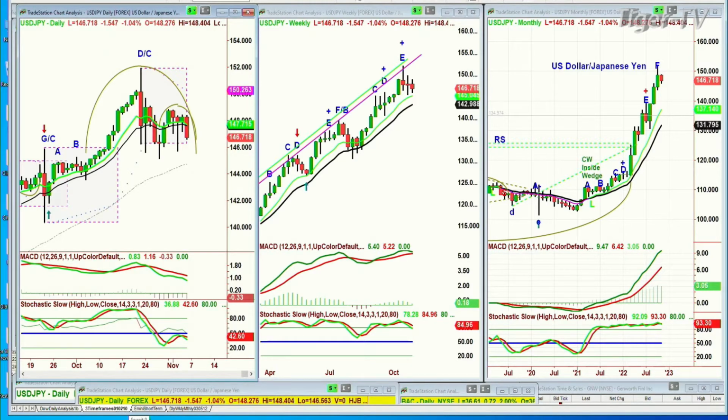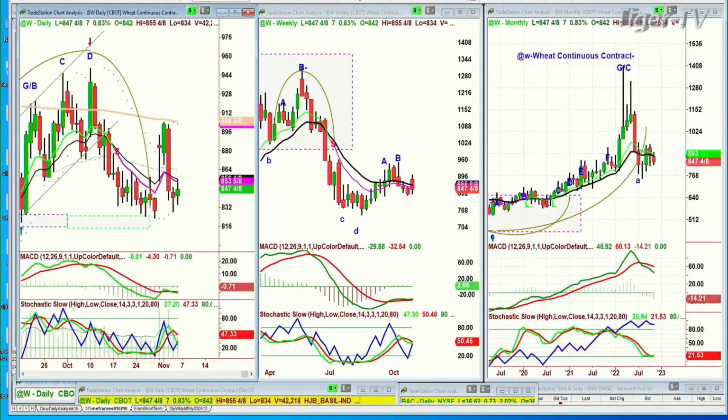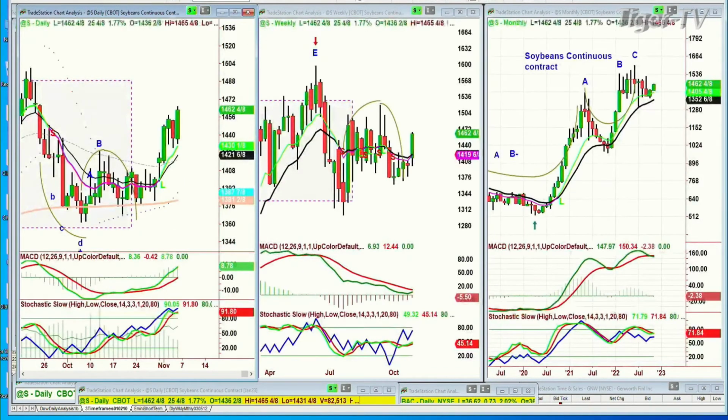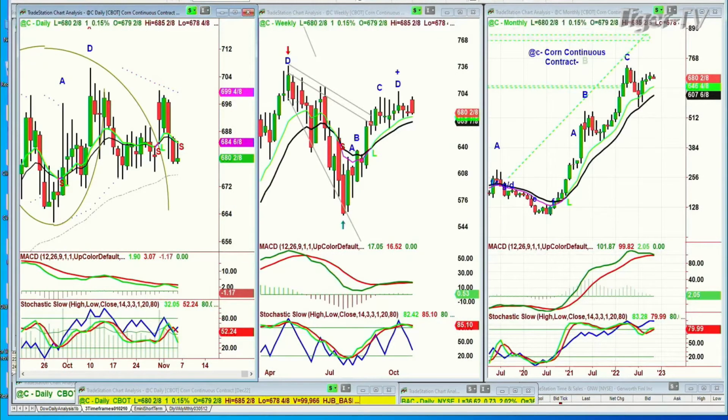But will it also help the commodities? We are long the DBA for quite some time now. The DBA was acting quite poorly. This is the Agriculture Fund. But if you look at some of the grains, like wheat, had a big move up, pulls back. If you look at soybean, it's running very strongly. Looking at corn, holding steady. So we're going to be watching to see what the grains do next week.